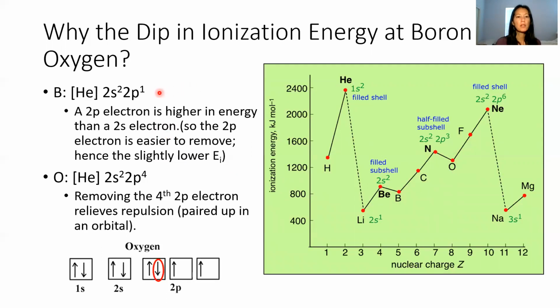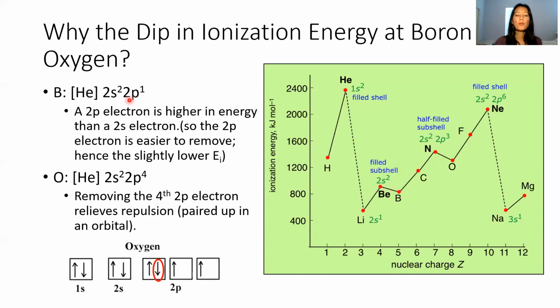Okay, so if we look at the electron configuration of boron, we have helium, 2s2, 2p1. So let's just back up. Lithium has the 2s1. That's easy to remove because that's an outer electron in a 2s, and it brings you back to that ground state of helium. Beryllium is a 2s2. That's harder to remove because, number one, you're adding another proton. You also have this filled subshell, a 2s2 orbital.